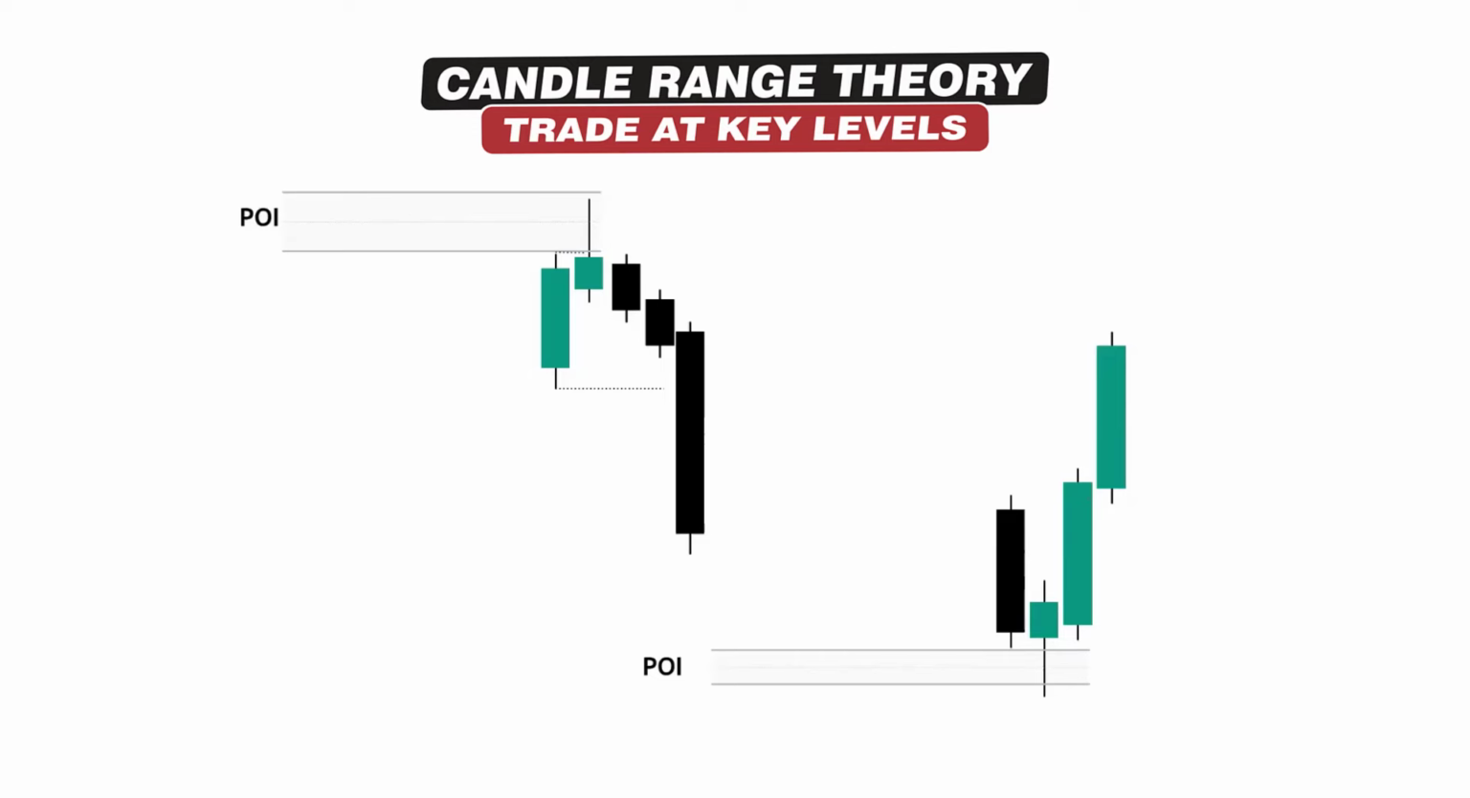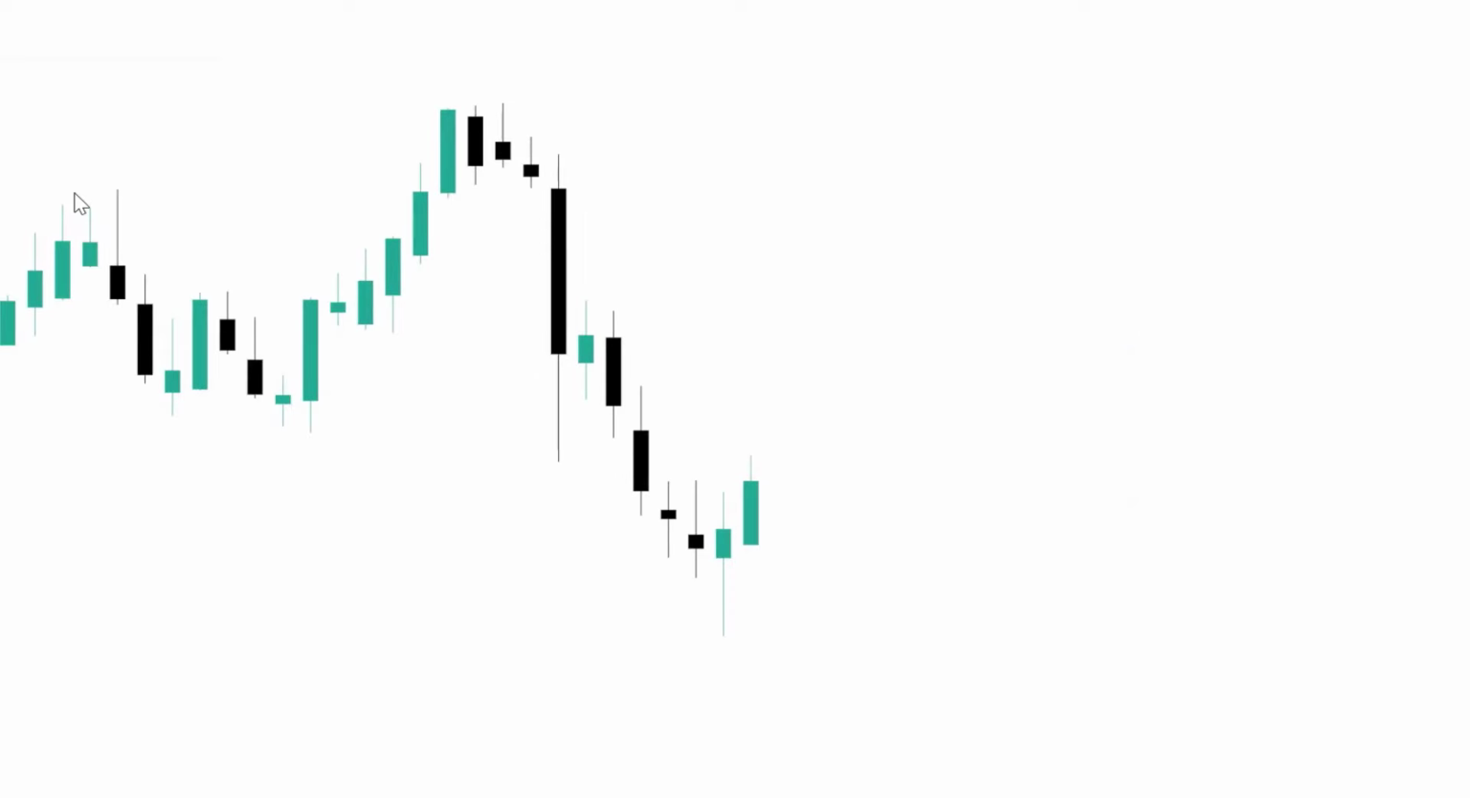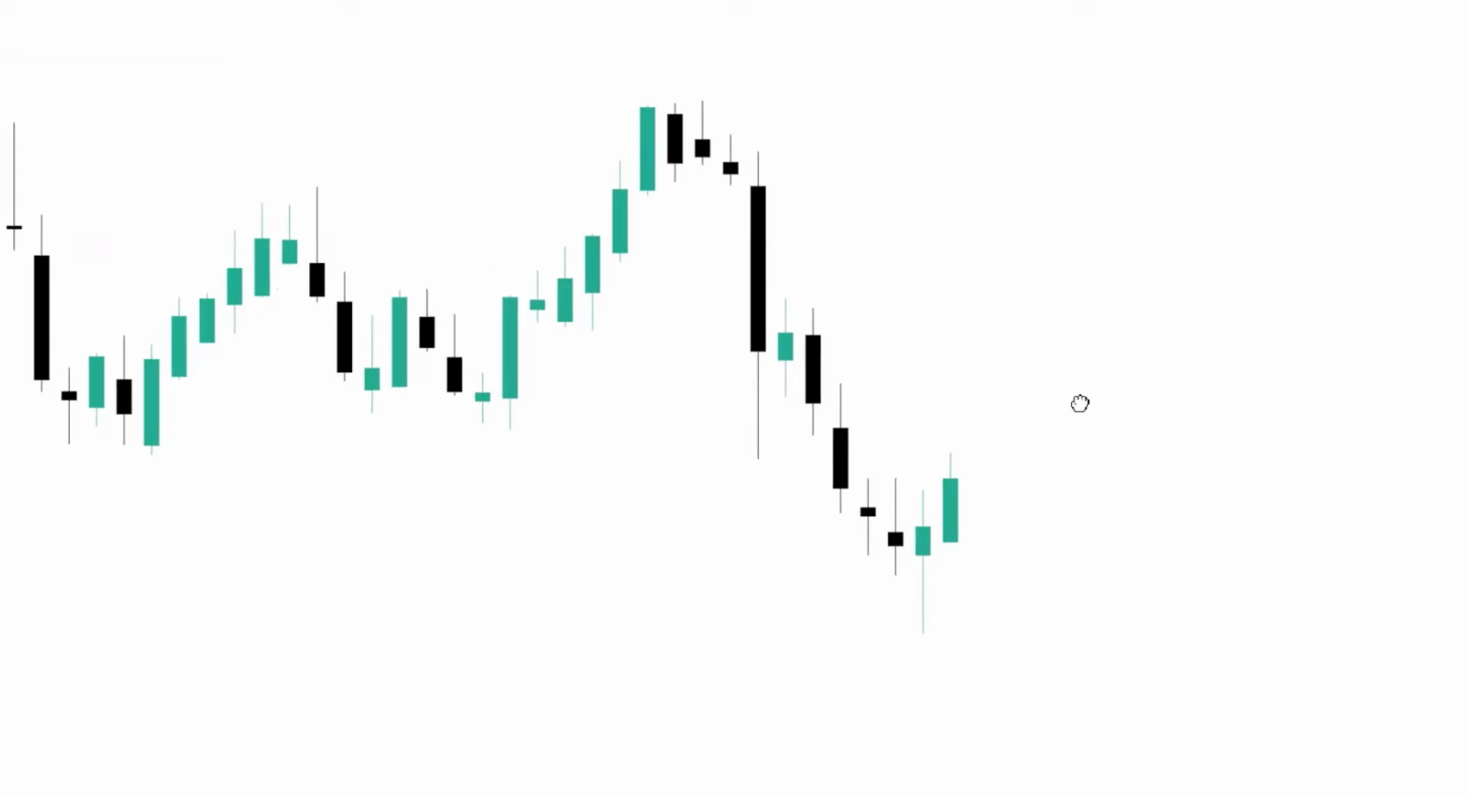Let's see live examples. Let's not waste time. Let's see live examples, and I hope this is going to help you understand it better. So this is going to be the first example right now, and I hope this is going to help you understand how to trade the candle range theory with key levels, combining it with PD arrays. This is going to improve the probability of your setup playing out.